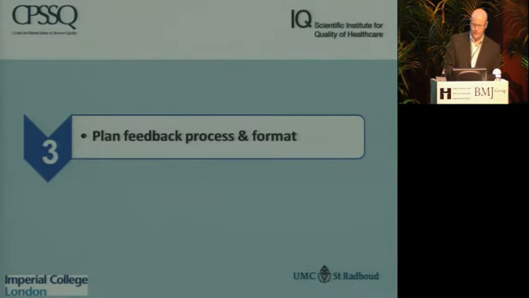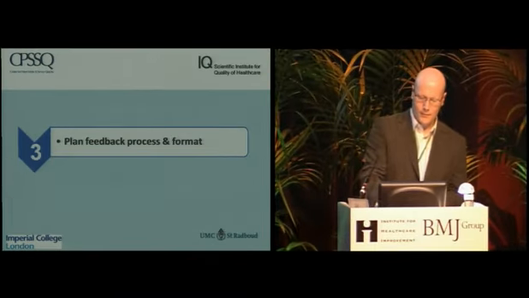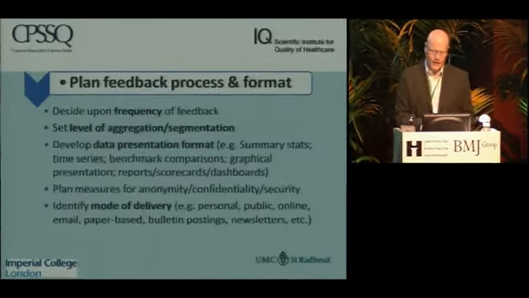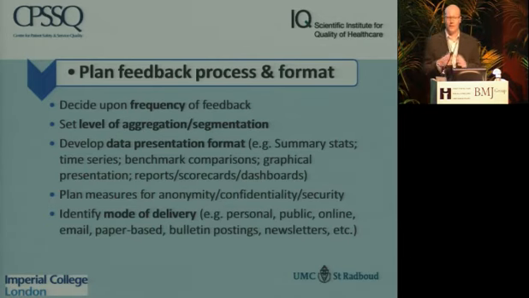I'm going to skip forwards to the next stage, which is to actually plan the feedback process and the format. So again, we need to think about the frequency of feedback. Over what period does it make sense to provide knowledge of results? Obviously, if we're feeding back at the individual level, it's important that individuals can associate the data that they receive with the performance event itself, if learning is to occur. So the actual feedback schedule is important.